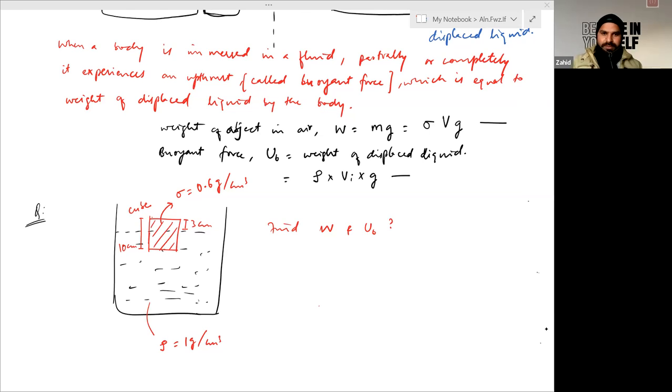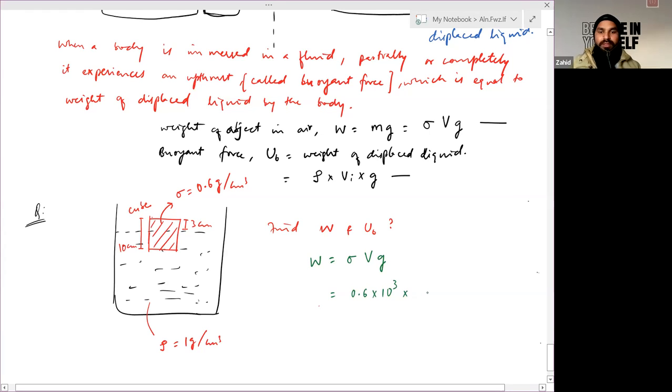Let me define you. Suppose if you have to calculate weight, so weight equals to simply mass times gravity, or we can transform mass in terms of density. So it will be sigma into volume times gravity. Sigma is 0.6 gram per centimeter cube. So to convert it in terms of kg per meter cube, just multiply it by 10 to the power 3.